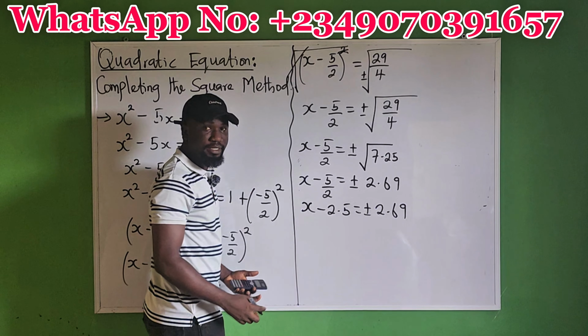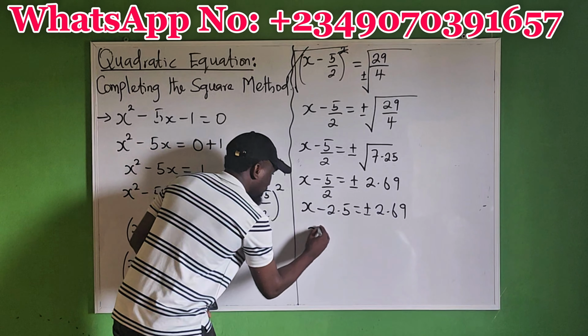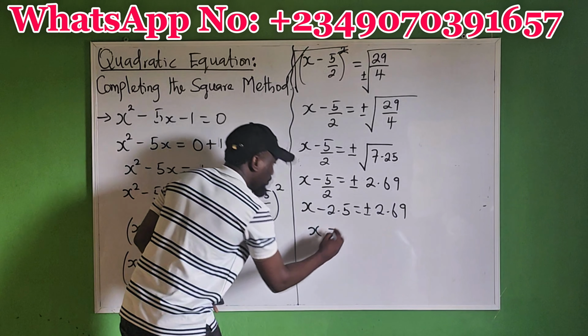So getting x, let's do this one after the other. x is equal to, you can pick the positive value first, that's plus 2.69. If this comes to the right hand side, that is plus 2.5. Or you can have x equal to negative 2.69. If this comes here, that's plus 2.5.